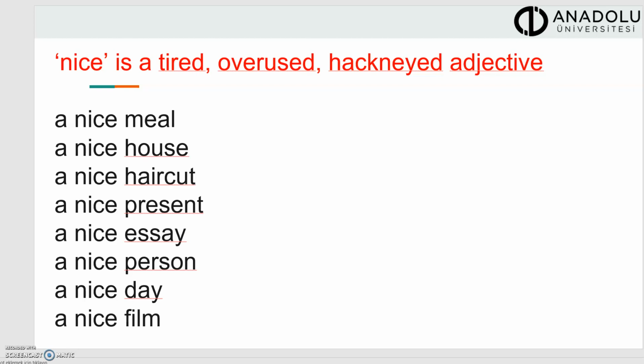So nice is overused. So advice given to me when I was a student, try and avoid the word nice when you speak or when you're writing. Nice is an overused word. There are many alternatives. Let's have a look at some alternatives to the word nice.